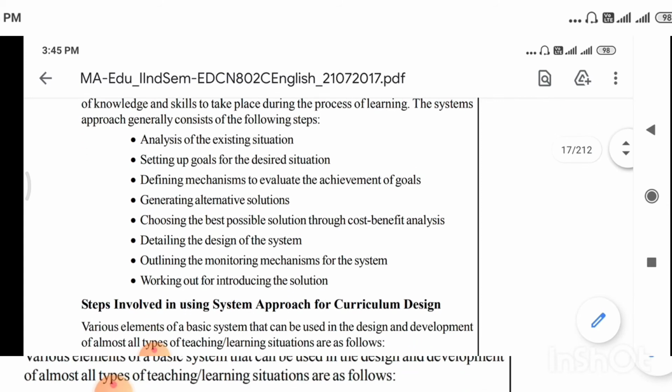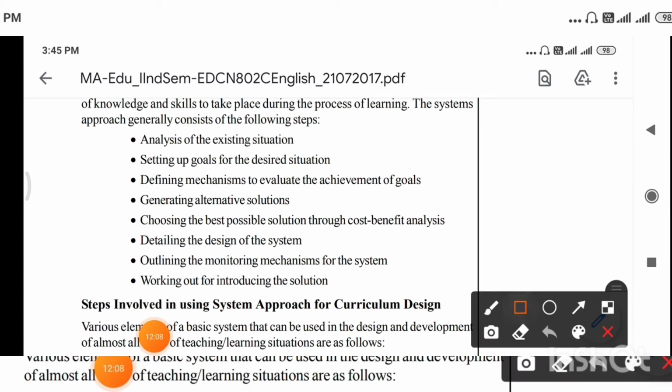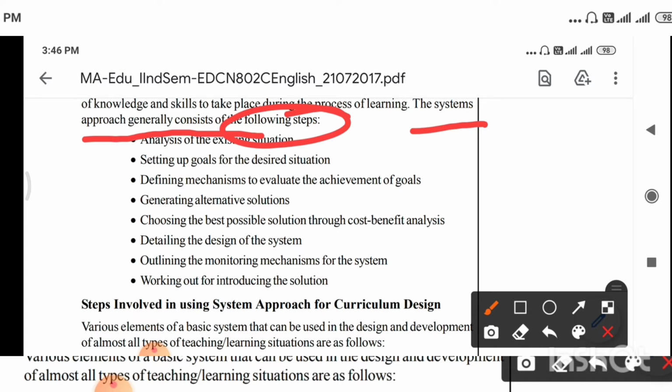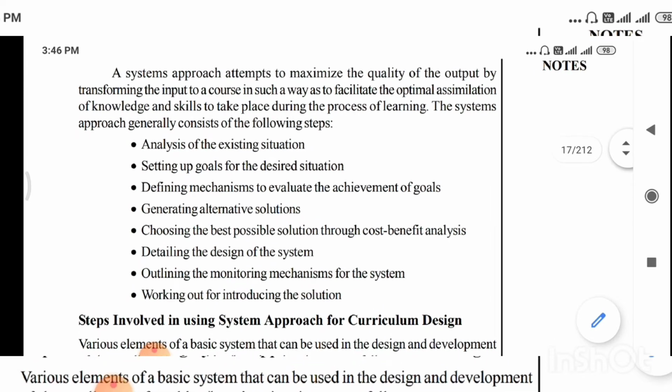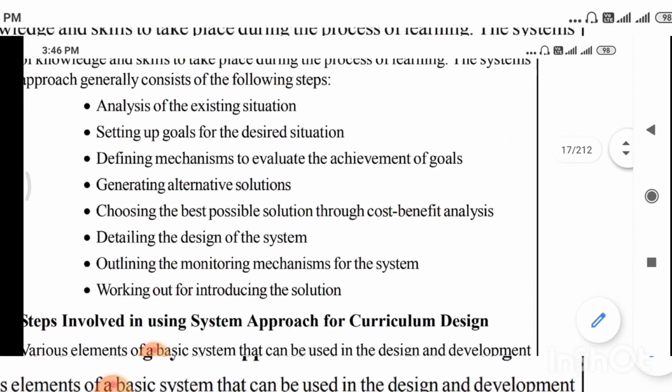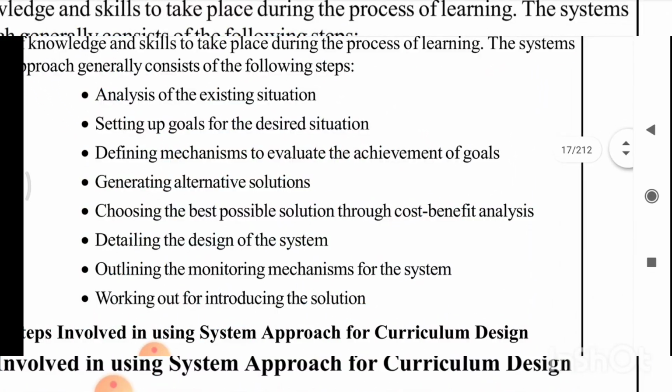Now guys, further in the series, the system approach generally consists of the following steps. What does a system approach consist of? You should know that a system approach generally consists of the following steps. The first step is analysis of the existing situation, that is, what the existing situation is.